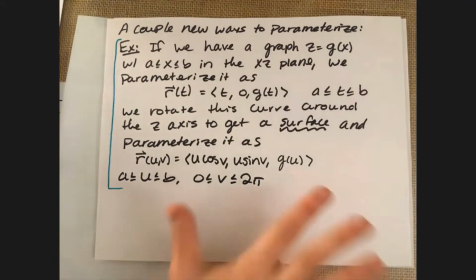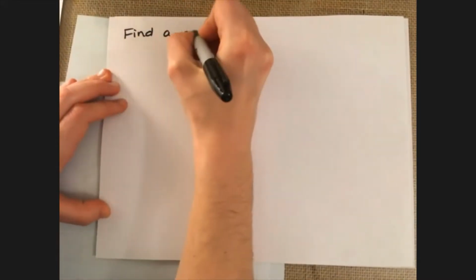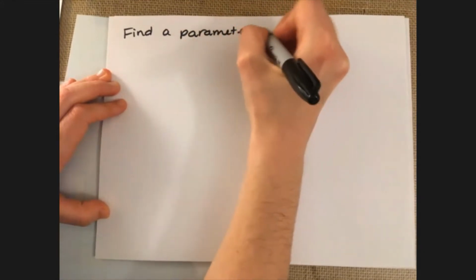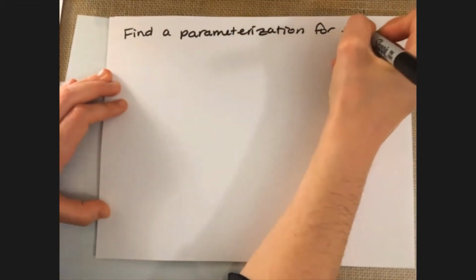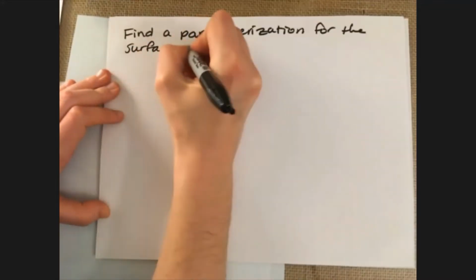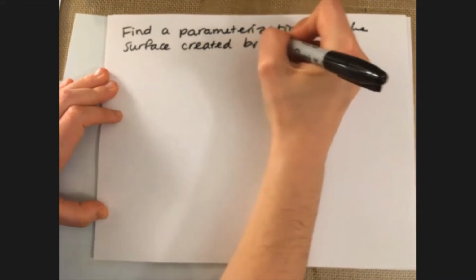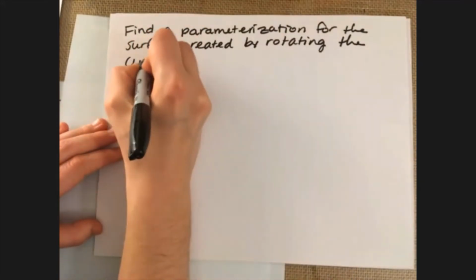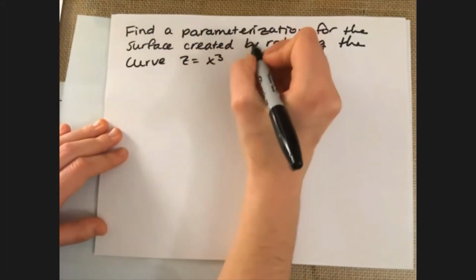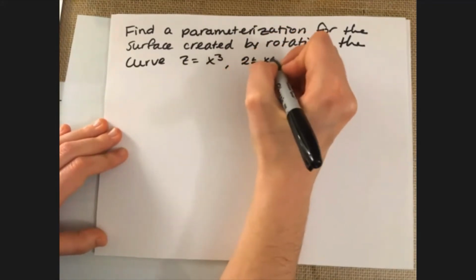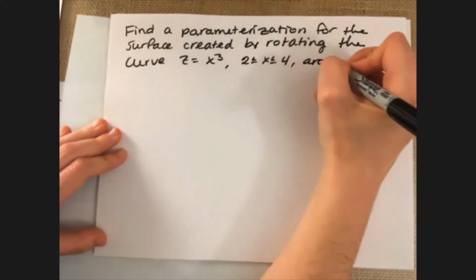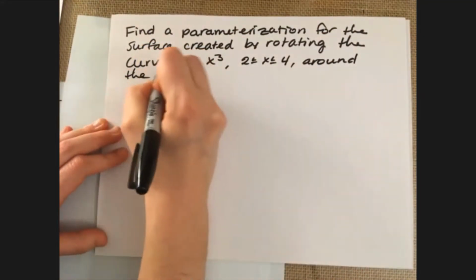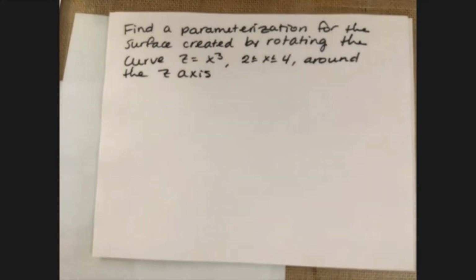All right, so let's go ahead and use a specific instance of this. For this one, we will find a parameterization for the surface created by rotating the curve z equal to x cubed, where x is between 2 and 4, around the z-axis.